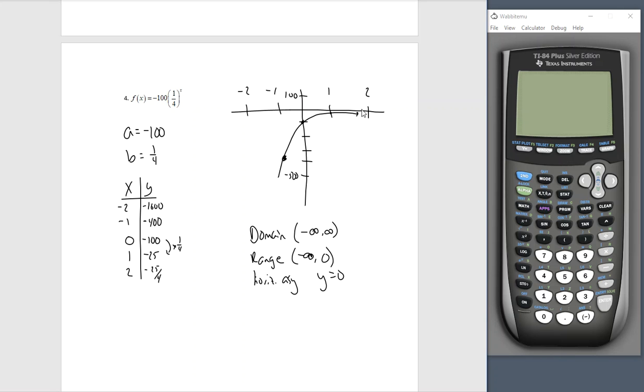That's it for graphing exponentials using a and b. What do they mean? Domain and range.